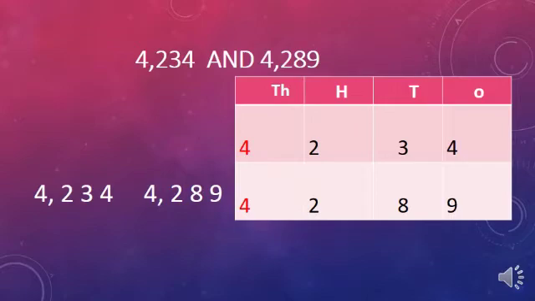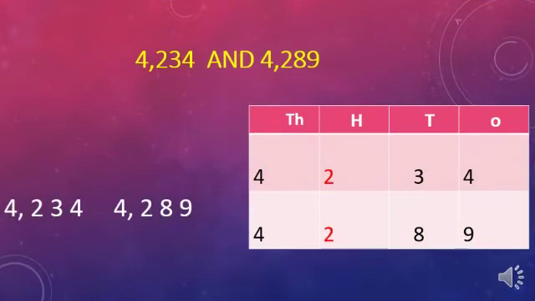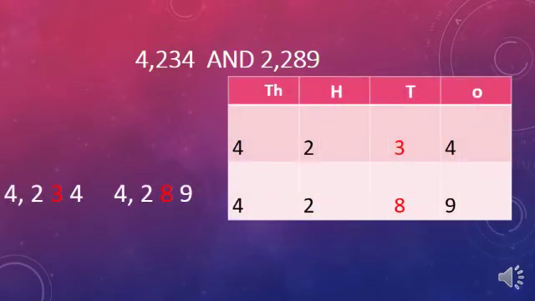Now check the thousands place: both numbers are the same. So what is the second step? Very good, you have to check the hundreds place. See here on the hundreds place again both numbers are the same, 2 and 2. Then the third step, go to the next place value, which is tens. On the tens place 3 and 8, so they are not the same, no? On the tens place the digits have changed.